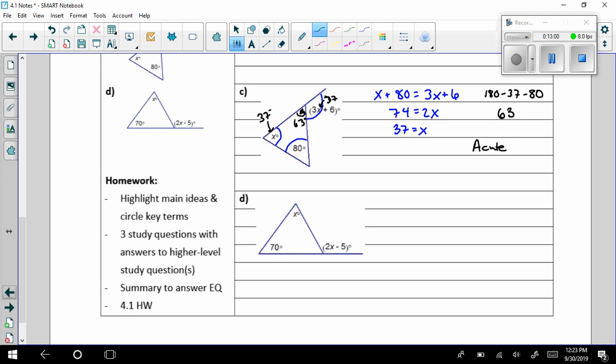All right, so part D is the same, so I'm going to have you go ahead and try those on your own, and I will check part B and D in class tomorrow.